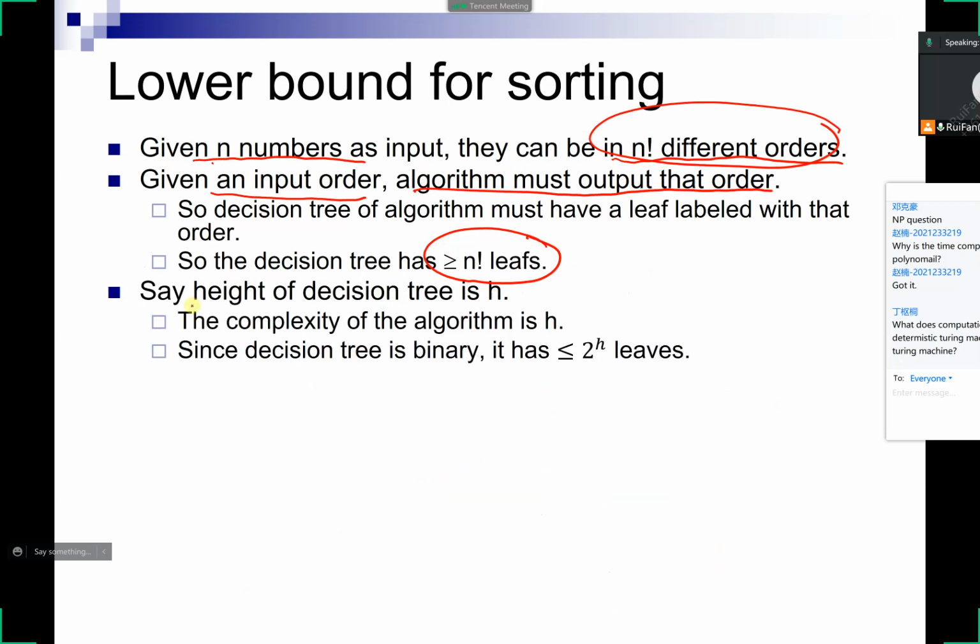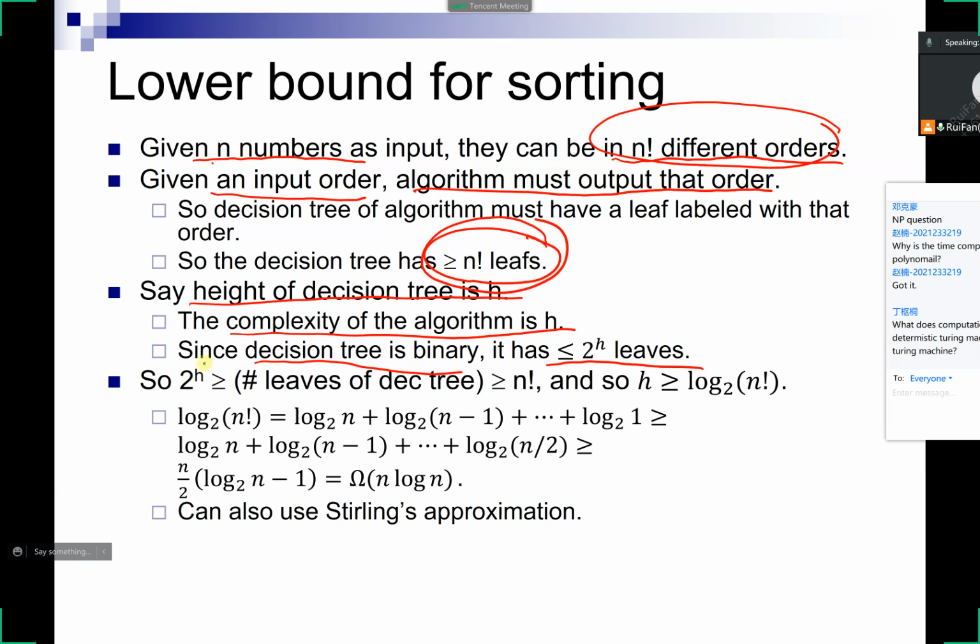And now suppose the height of your decision tree is h. So the height is just equal to the complexity. So suppose you have an algorithm with complexity h. Then we have a decision tree which is binary, because each comparison is either less than or greater than. So it's a binary tree. So if its height is h, then it only has at most 2 to the h number of leaves. And yet we know that the number of leaves has to be at least n factorial.